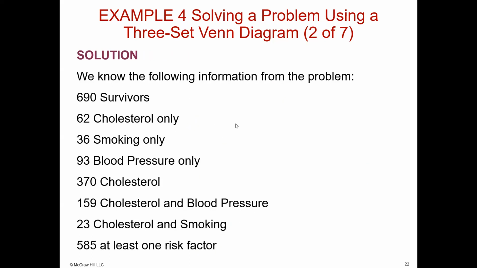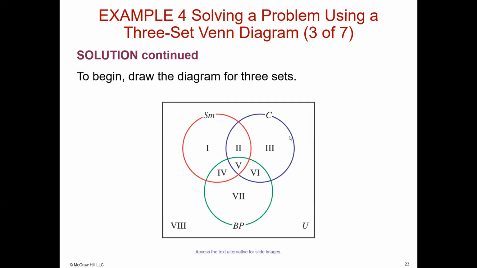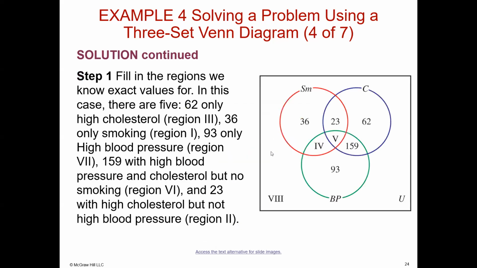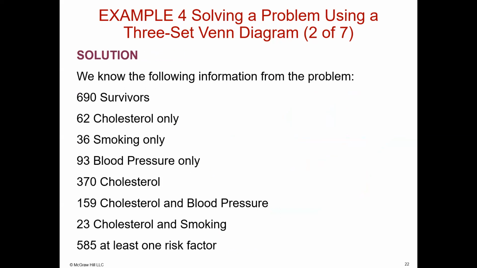62 had cholesterol only issues. 62 goes in what region? 3. So we know the only regions now. And because of that, we can maybe begin to go from there. Okay, so look, we've addressed this, and this. What do you think might be next? The and problems. Maybe the ands, correct?